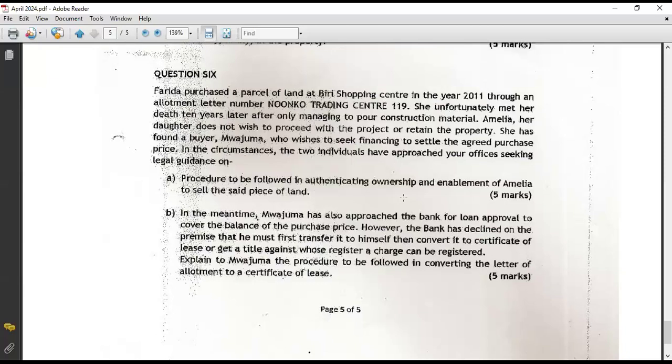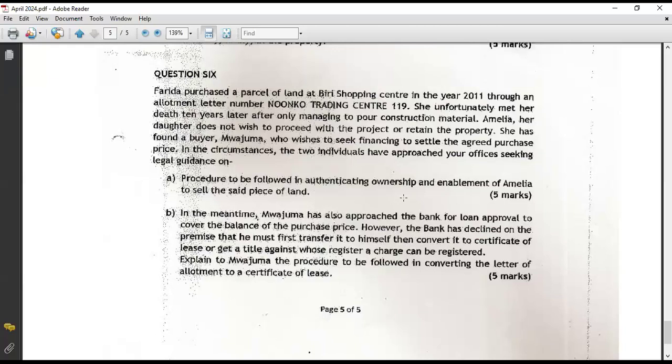Then the next step would be that Farida's daughter, Amelia, now makes the relevant statutory payment for the survey of the property, the marking of the various boundaries using a licensed surveyor.